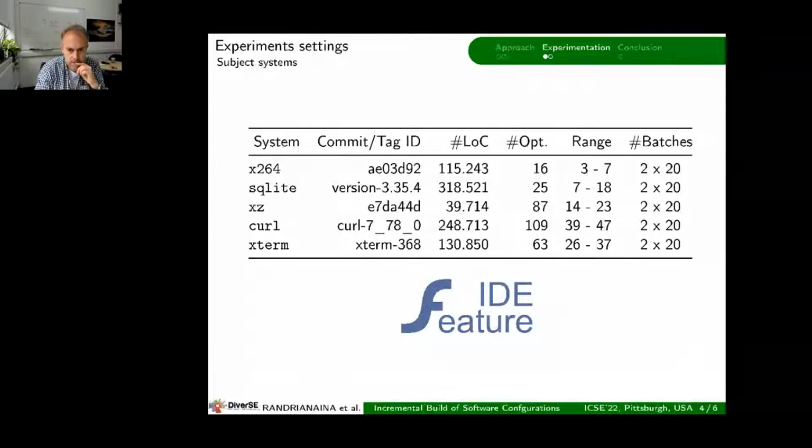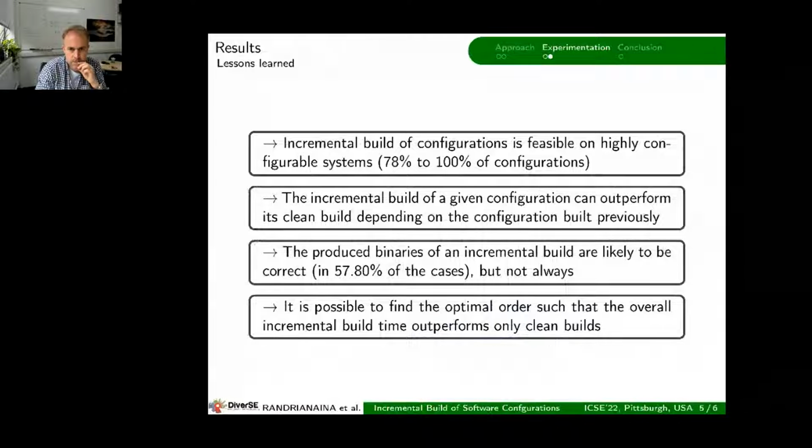We generated 2 batches of 20 random configurations generated with FeatureIDE. And in our results, the lessons learned are that incremental build of configurations is feasible on highly configurable systems in 78% of cases for some, and up to 100% for other batches of some configurations of some software. The incremental build of a given configuration can be faster than its clean build, but depends on the artifact built previously. And the produced binaries of an incremental build are likely to be correct in 57% of the cases, but it's not always the case.